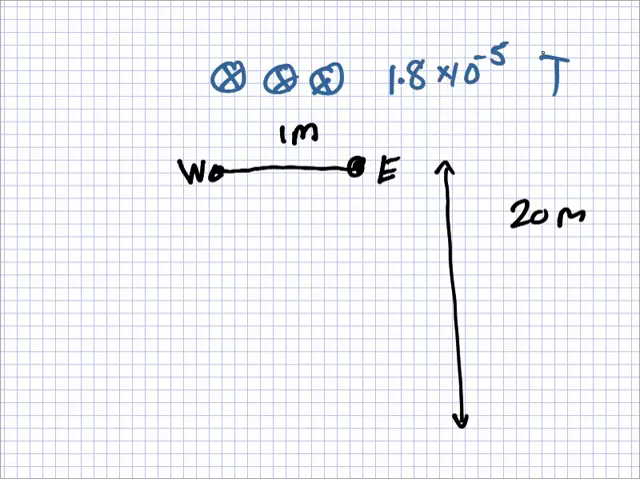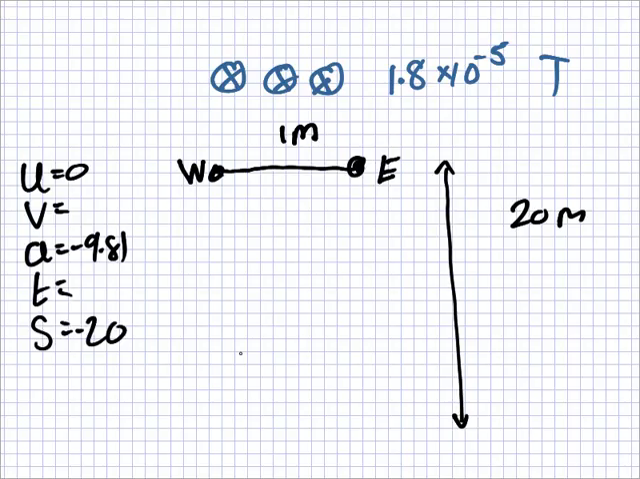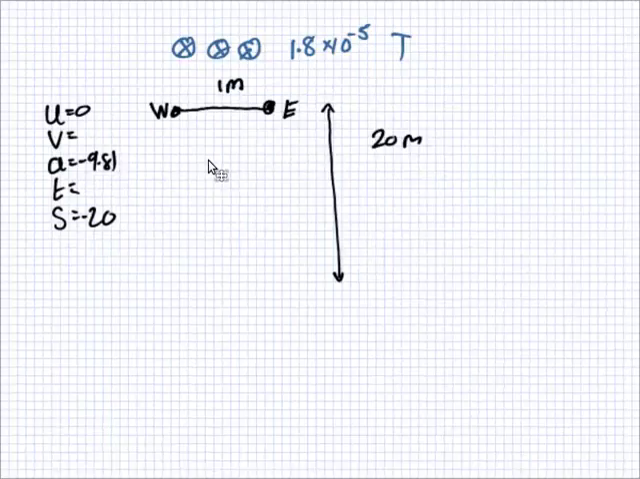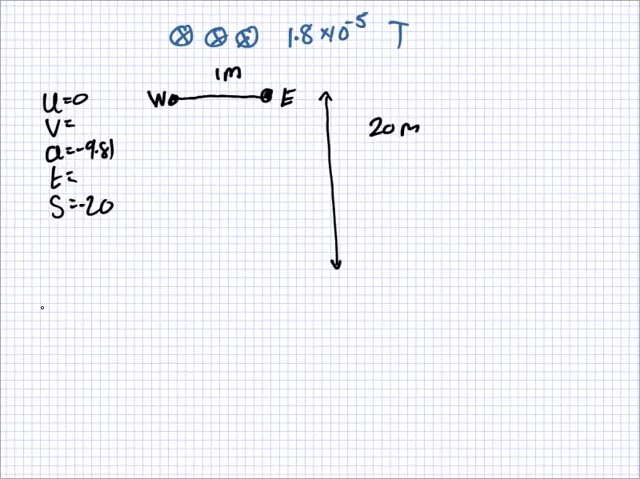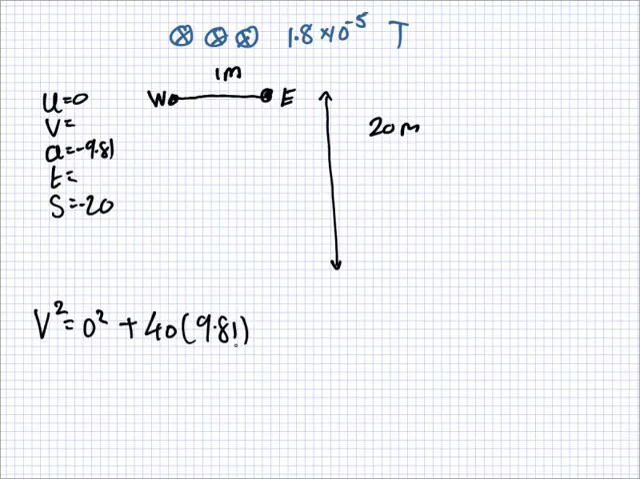Anyway, the first question is how fast is it going when it hits the ground? Which is just a UVAST problem. So the U is 0, the V we don't know, the A is minus 9.81, the T we don't know, and the S is minus 20. So we have V squared equals U squared plus 2AS. So what's the square root of 40 times 9.81? About 19.81 meters per second.